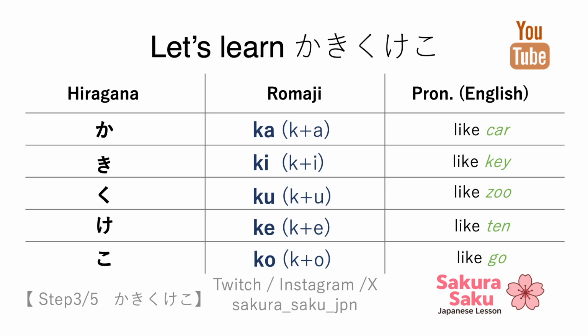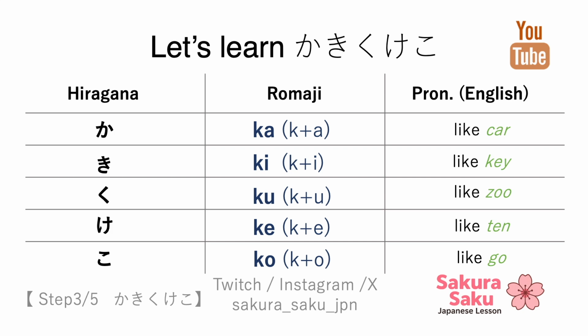For example, K plus A makes ka. In the same way, K plus I is ki. K plus U is ku. K plus E is ke. And K plus O is ko. So basically, it's a consonant K plus each vowel sound. Easy, right? So let's say them together. Ka, ki, ku, ke, ko. Good job! Great job, everyone. So please remember ka, ki, ku, ke, ko today.